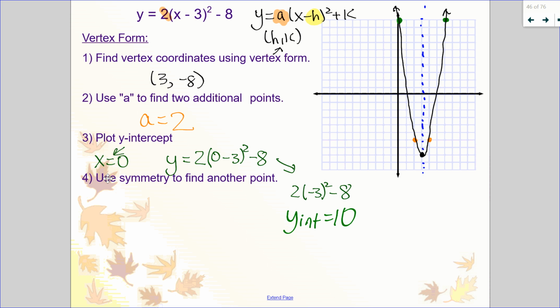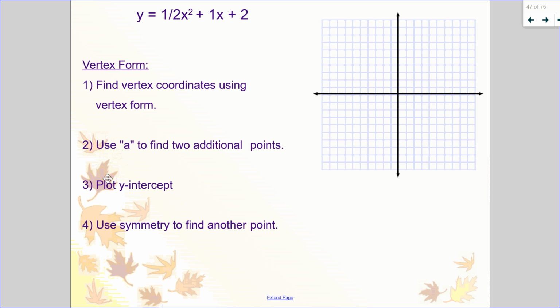So vertex form works very well if you have an equation already in vertex form. But if you look down the page, that next equation isn't in vertex form, and this is where it takes some algebra to get it there. So to get this equation in vertex form, we are going to need to complete the square. So what I have to do is take out the 1/2. I'm going to leave this 2 on the outside, so the +2.